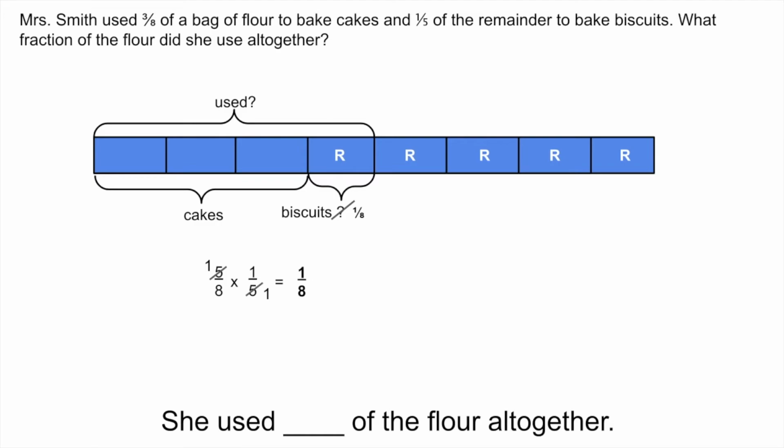So the biscuits used 1/8 of the flour. The cakes, we're told, used 3/8 of the flour. So to find out how much she used altogether, we need to add 1/8 plus 3/8, which equals 4/8. We now need to simplify that. Since they're both even, I can divide both by 4 in this case, and it would be 1/2. So she used 1/2 of the flour altogether.